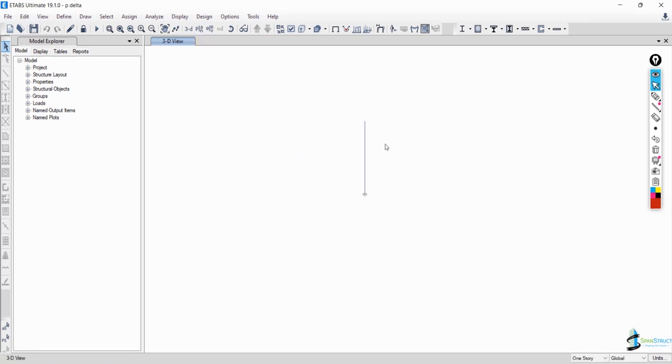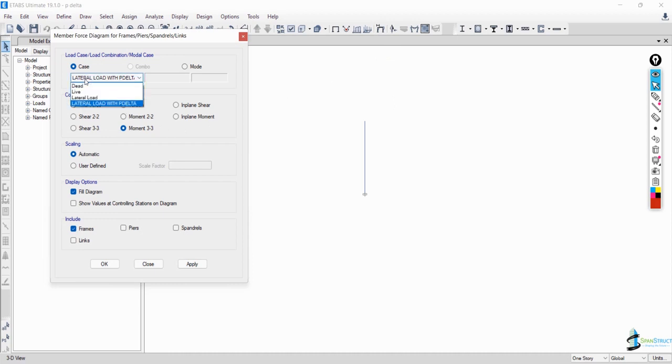Now let us look at the moment with P delta. You will go to display frame forces, select the load case which will be lateral load with P delta, the moment will be M33, apply it and look at it.